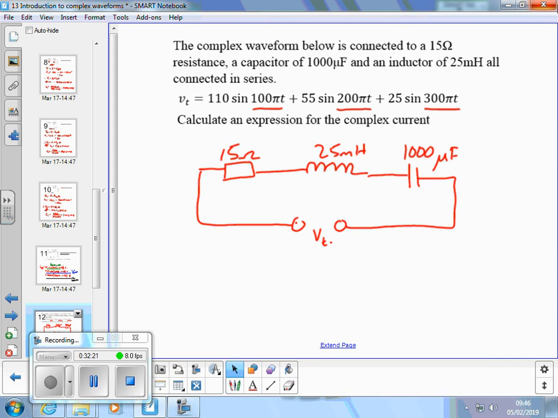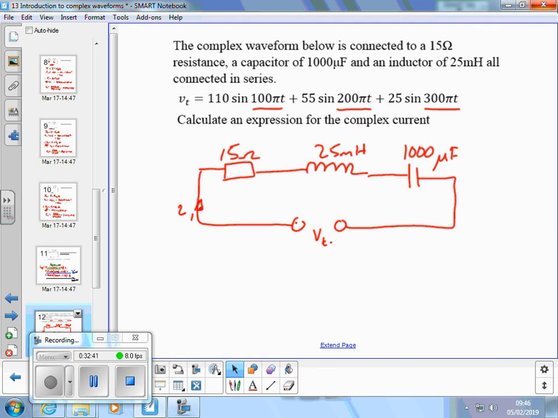All right. Initially, calculate the current due to the first harmonic, the fundamental. We'll check that one, and then you can go on and do the other two afterwards. Okay. So first calculate using similar methods.